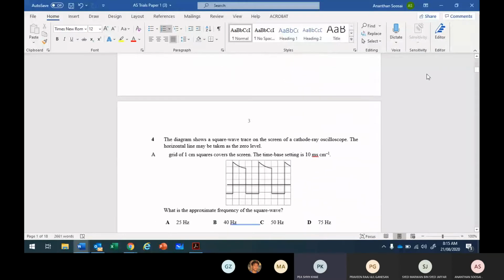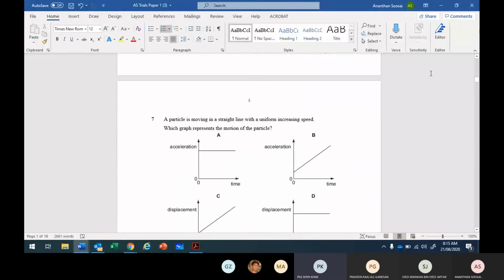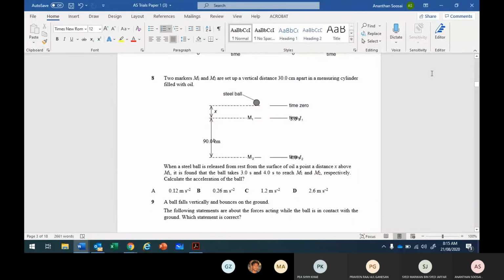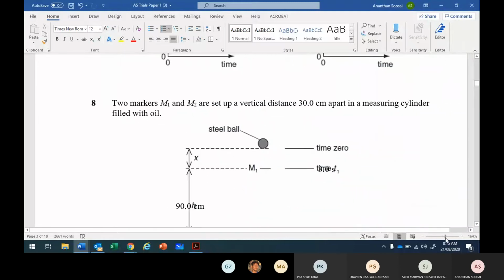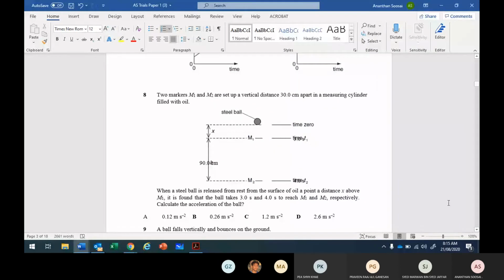Number 8. Okay, number 8. Let me expand this so that I can use it. Those who haven't tried, give it a try.